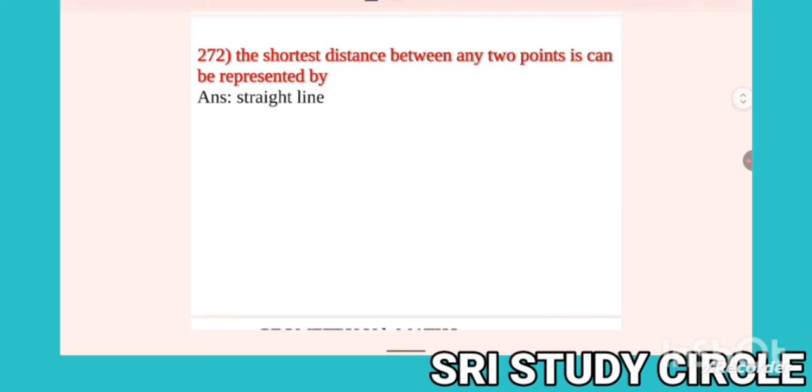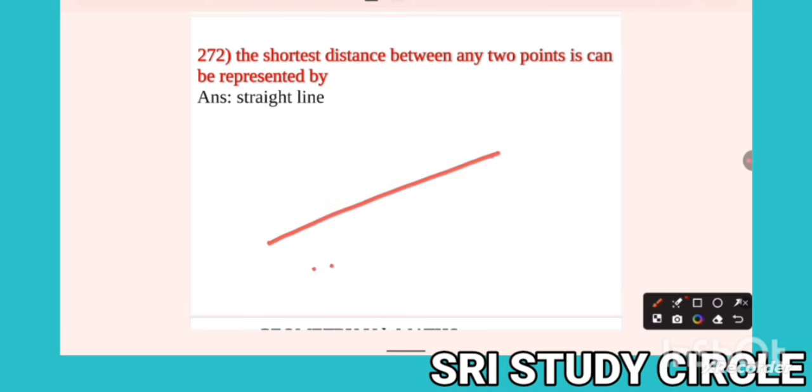Next one, the shortest distance between any two points can be represented by a straight line. Shortest distance. So this is the shortest. This is longest. Shortest distance automatically represents a line or line segment.